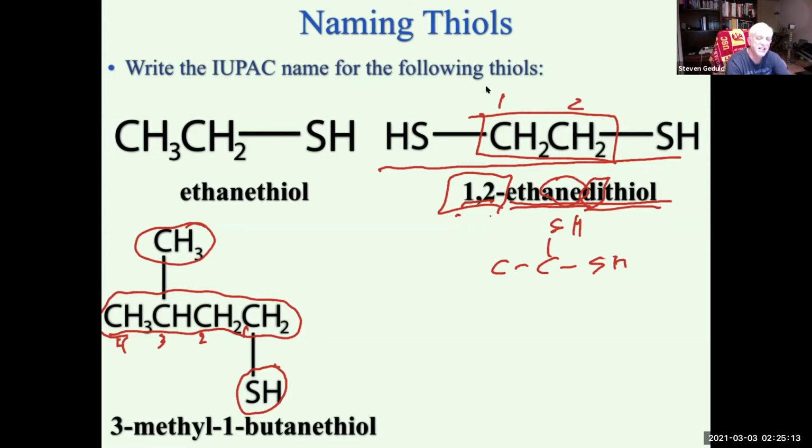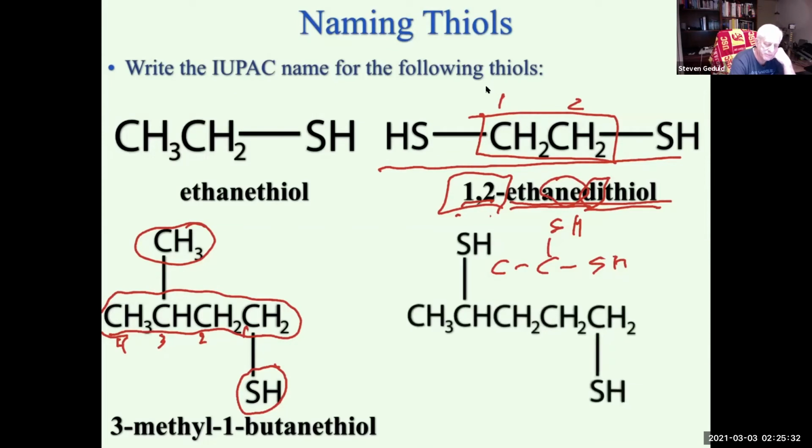It's the exact same thing we do with alcohols. There's no difference, except in alcohols, we drop the E and add OL. In sulfur groups, thiols, we keep the E on the end of the name and we just add thiol. But it's the same exact logic as going through the nomenclature. So don't get confused just because it's a thiol group.